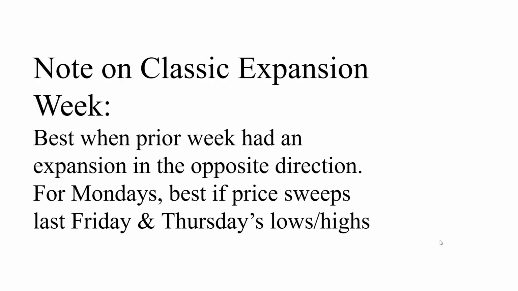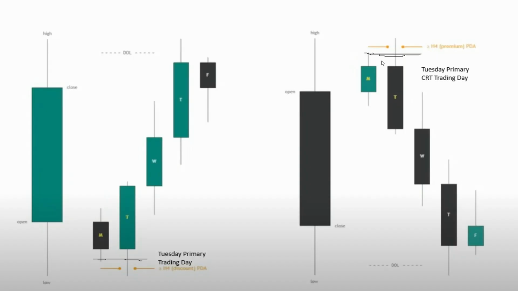On the classic expansion week, it's always best when the prior week has had an expansion week in the opposite direction. All that means is this type of expansion week will lead to this. If you see this last week, you're looking for this next week. If you see an expansion week like this last week, next week you're just looking for this. I hope that makes sense. So if you see this, just look for this. If you see a long one, then try to go short. If you see a short one, try to go long.